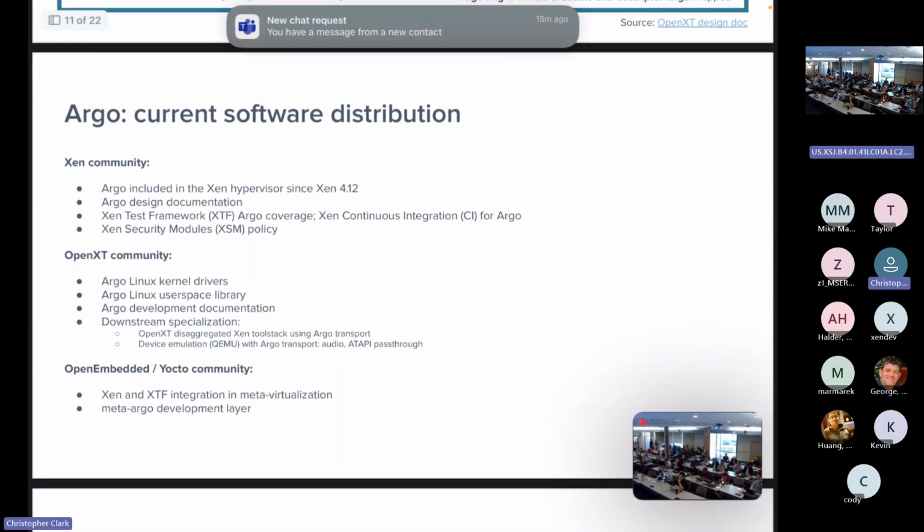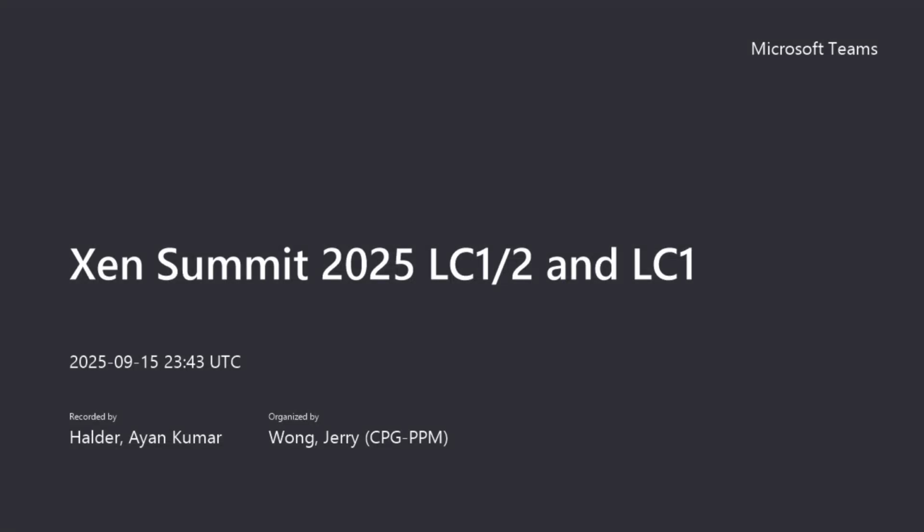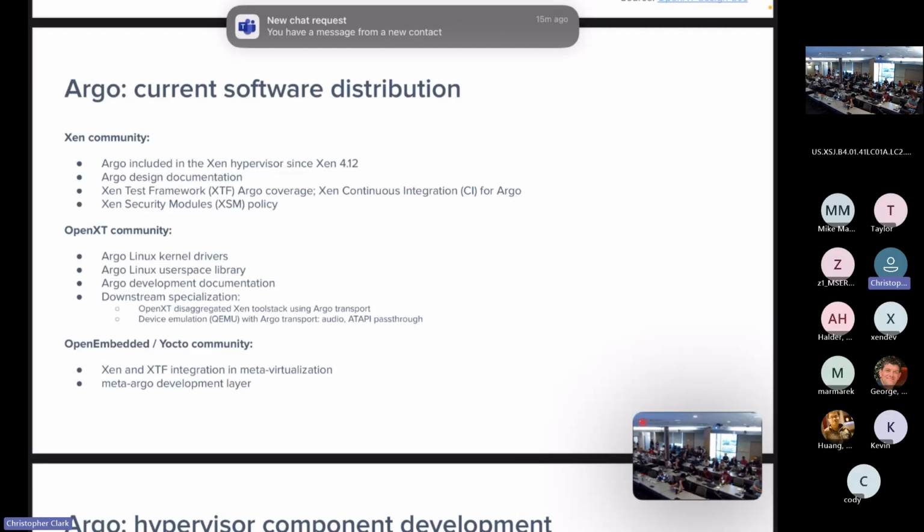So at the moment, this is the distribution of components between the major communities that Argo has developed in. In the Xen community, we have Argo included in the hypervisor. We've got design documentation and test system integration, both in XTF and in Xen's continuous integration. And there's a reference XSM policy for describing Argo communication and configuring it.